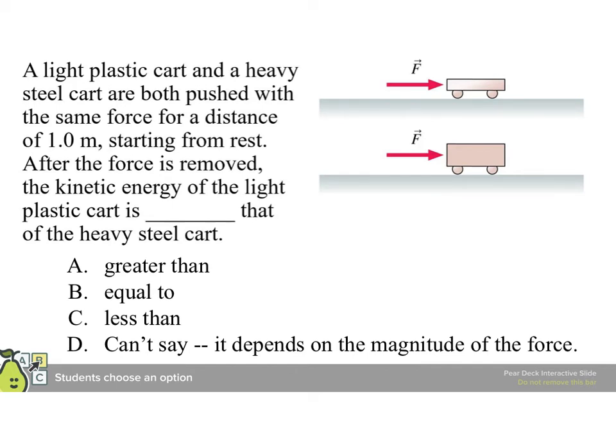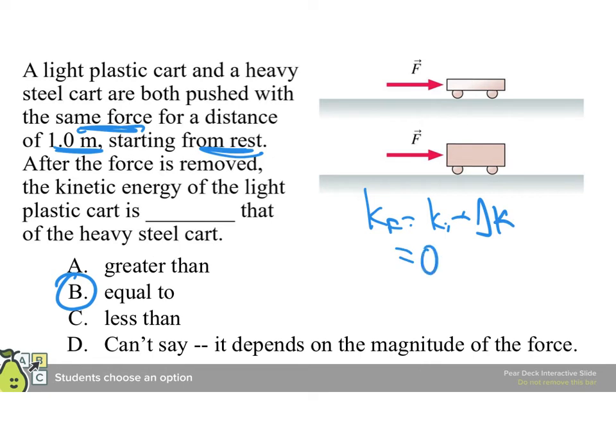They end up being the same because they start with the same kinetic energy. They both start from rest, which is 0. And then they have the same force for the same distance, so the work done is the same. So the final kinetic energy is the initial kinetic energy plus the change, sort of duh. This is 0 plus the work done, but the work is the same for both of them. Since the work is the same for both of them, then obviously so is the kinetic energy at the end.